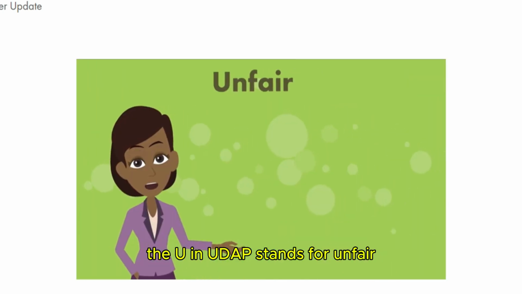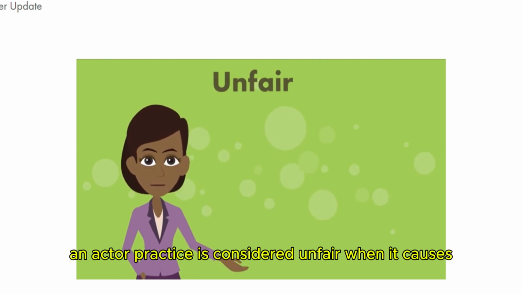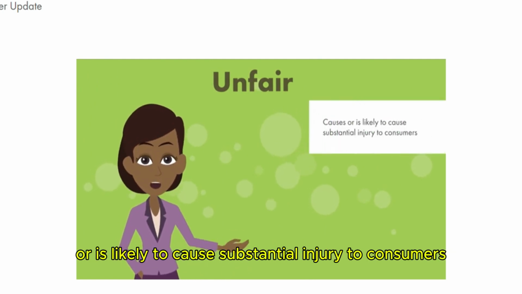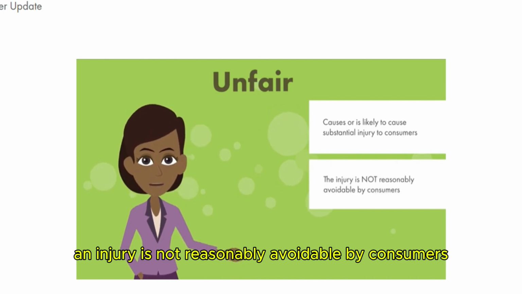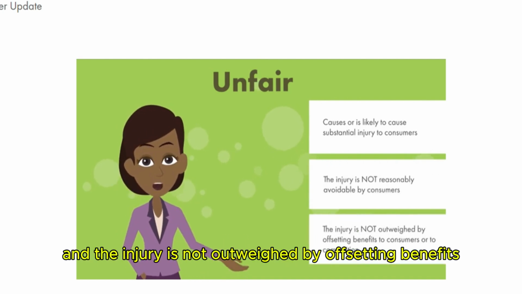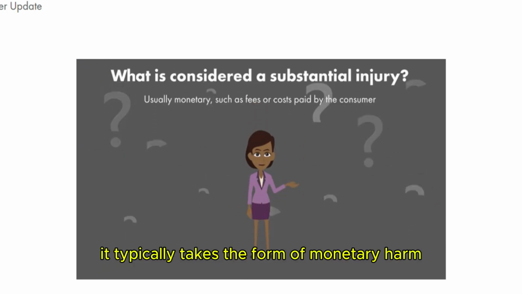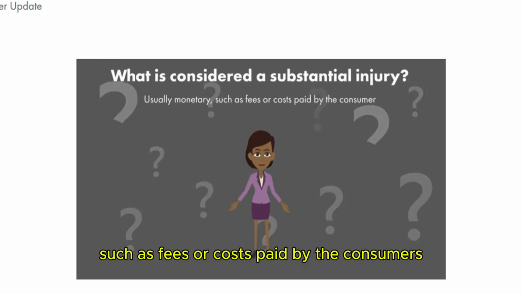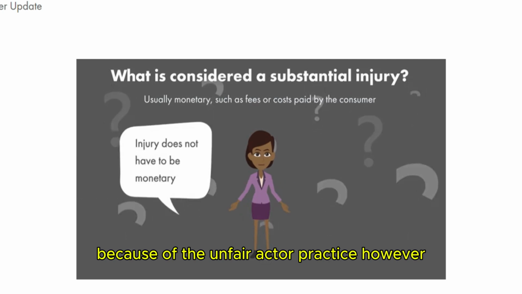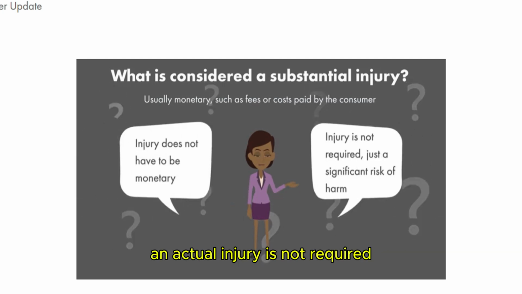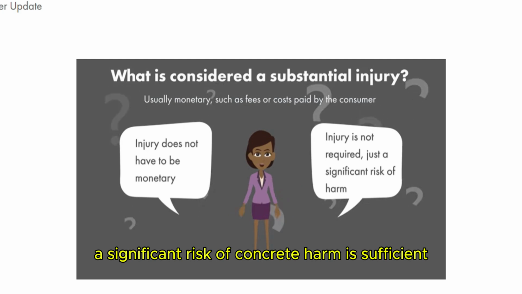The U in UDAP stands for unfair. An act or practice is considered unfair when it causes or is likely to cause substantial injury to consumers, an injury is not reasonably avoidable by consumers, and the injury is not outweighed by offsetting benefits to consumers or to competition. So what's considered a substantial injury? It typically takes the form of monetary harm, such as fees or costs paid by the consumers because of the unfair act or practice. However, the injury does not have to be monetary. An actual injury is not required. A significant risk of concrete harm is sufficient.